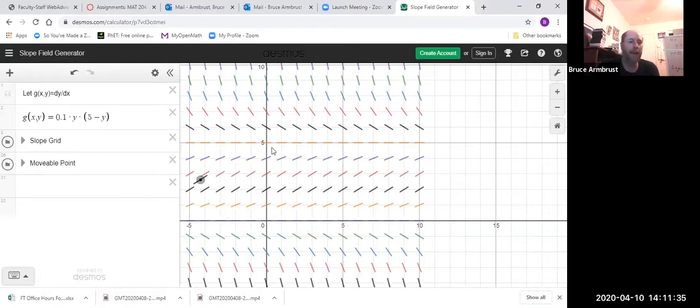And 5 is actually the opposite. If you were to step off of 5, either way, you get brought back to 5. If it's a little bit bigger, it drops you back down. If it's a little bit smaller, it brings you up.